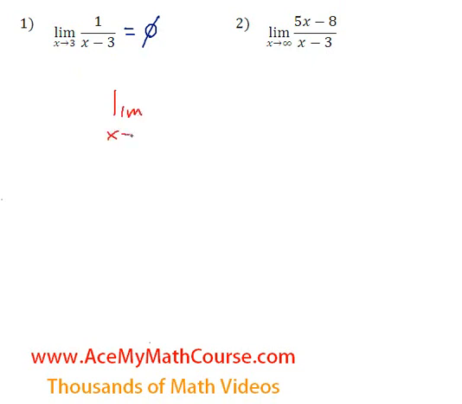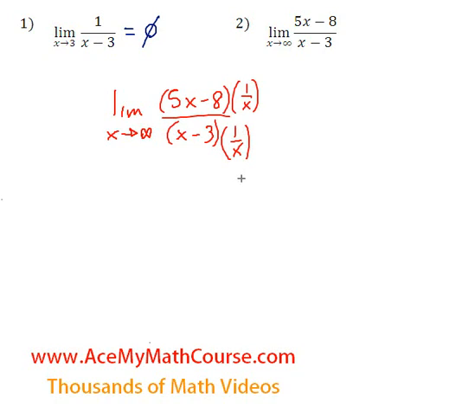For the limit as x approaches infinity of (5x minus 8) over (x minus 3), what I'll do is multiply the denominator and numerator by 1 over x. And why 1 over x? Because I just want to essentially cancel out the highest power of x, which in this case is just 1, in the denominator. If this were x squared, I'd put 1 over x squared over here and over there as well. And let's see what's going to happen.